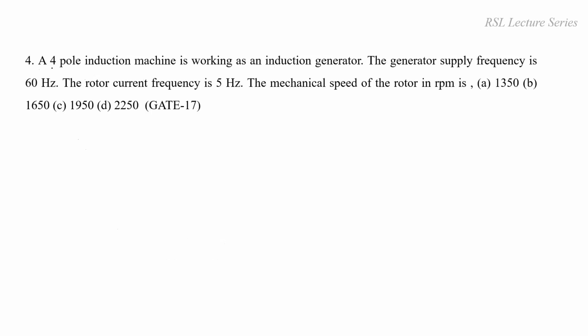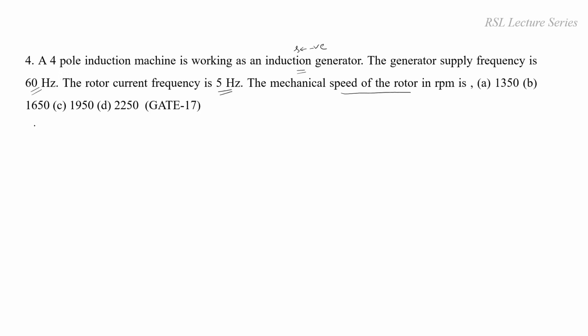Now the fourth one is: a 4-pole induction motor is working as an induction generator. If a motor is working as an induction generator, then the slip will be negative. The generator supply frequency is given, and the rotor current frequency is 5 Hertz. The mechanical speed of the rotor in RPM is to be found. The options are 1350, 1650, 1950 and 2250.